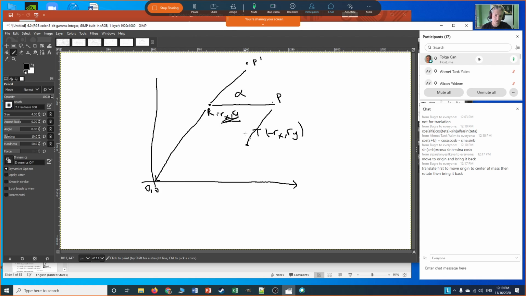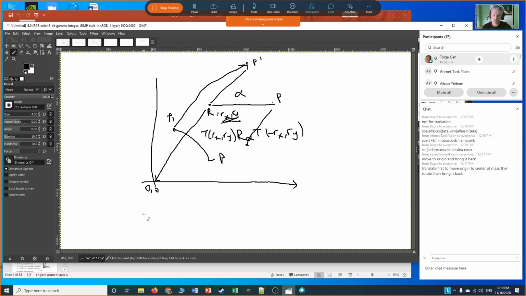Then do the rotation alpha degrees, rotate around origin alpha degrees. When you do the rotation around origin alpha degrees, P prime becomes here because P was moved here. Now the rotated one is here. What do you need to do? You need to move, as Bugra said, this point R back to its original place. So if you move R back to its original place, it's T Rx Ry.